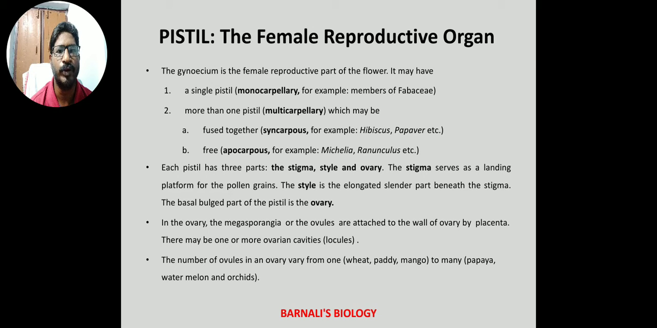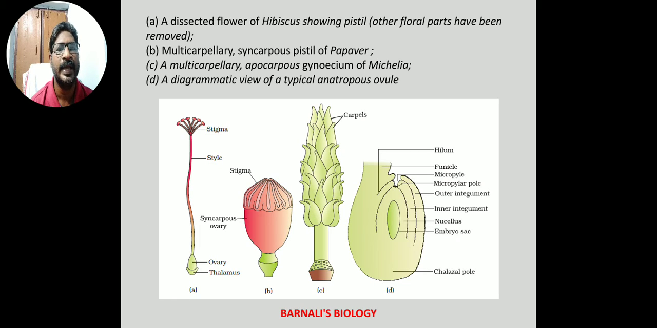The number of ovules in an ovary varies from 1 to many. One ovule in an ovary is seen in wheat, paddy and mango, and many ovules are seen in the case of papaya, watermelon and orchids. In this figure A, you can see a dissected flower of hibiscus showing the pistil. The other floral parts have been removed.